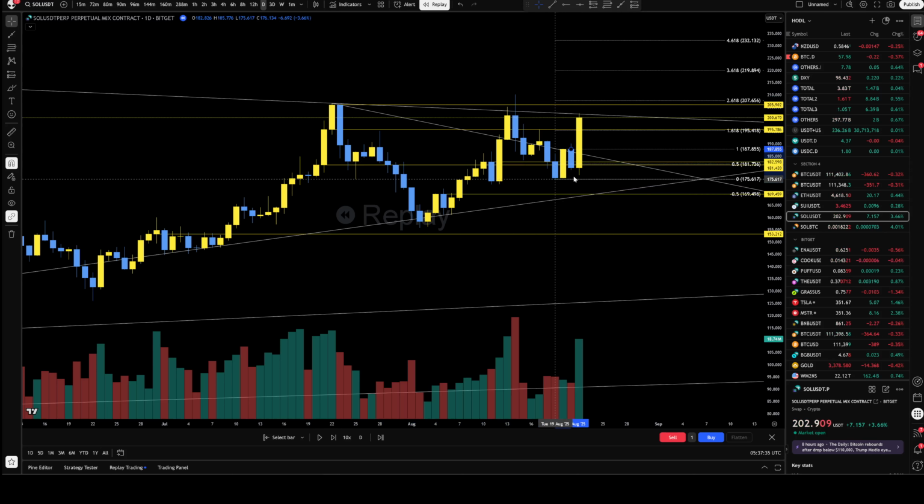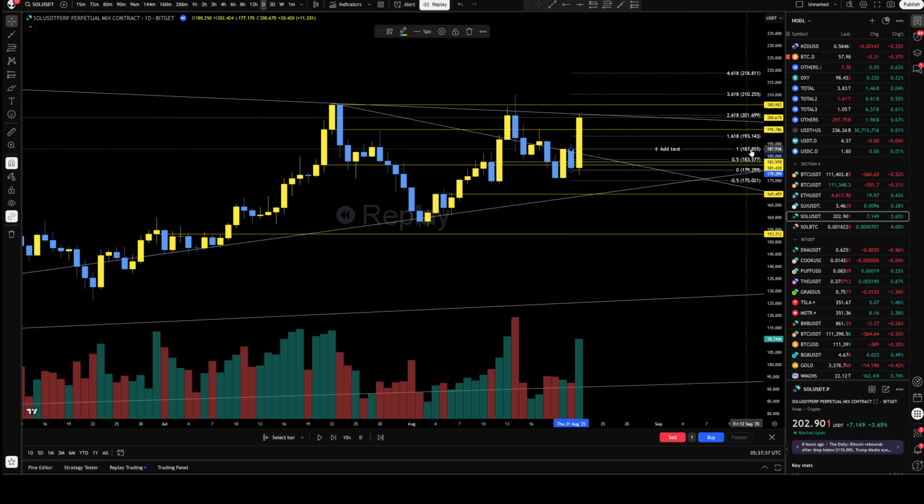Now we've got this hold level here. So if we get a revisit anywhere below 187, we can target back to the 193. Okay. And you'd probably expect this because you're now running into your trend.